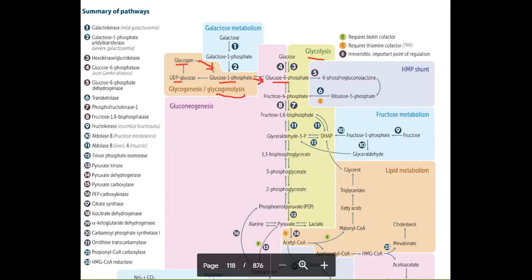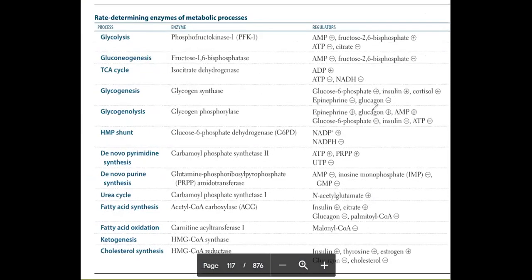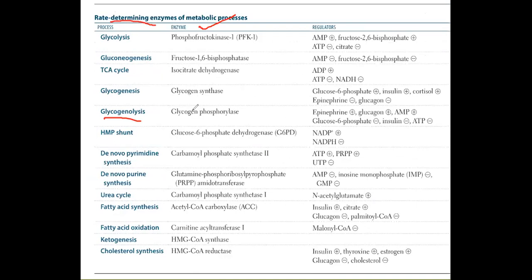Okay, so let's go to page number 73. This is the chart which you need to mug. Literally you need to mug, because these are the rate limiting enzymes, rate determining enzymes, and they're asked straightforward in MCQs. So you see you have this glycogenolysis, and its rate limiting enzyme is glycogen phosphorylase. So this is the enzyme which can exactly stop the breakdown of glycogen. It is a rate limiting enzyme, and this enzyme uses vitamin B6.